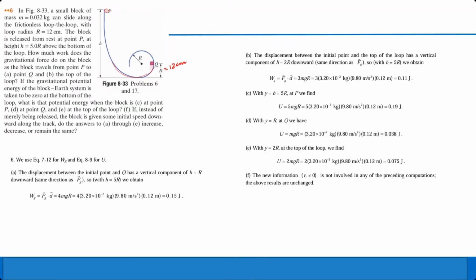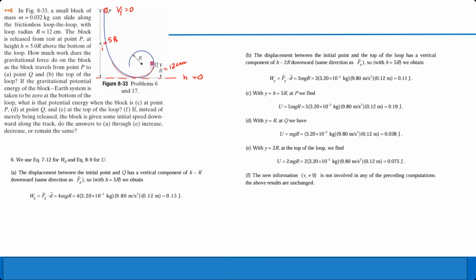I'll pay attention to the word rest from point P. So V initial is 0. And point P is at a height equal to 5r. So this is basically H initial. I'll take my zero height to be over here. This is not H initial, sorry about that. This is the reference of the height. I will take the height to be 0 at this level.